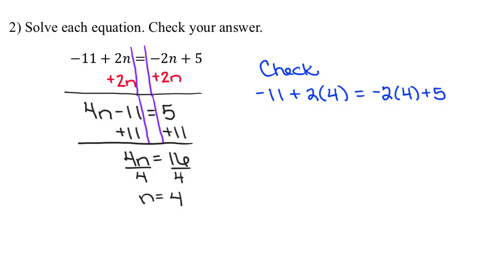Idris, you got the left side? What do you have, sir? It's -3. And the right side, Noah? -3 also. So 4 is the correct answer. Yep. Good. We did it. Yay.